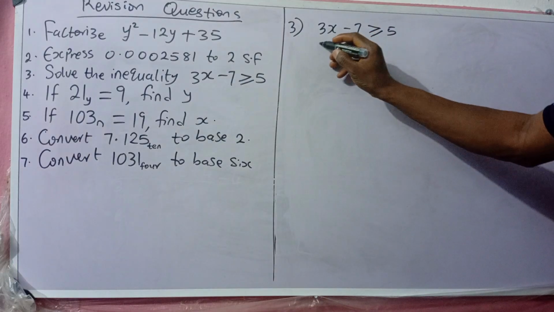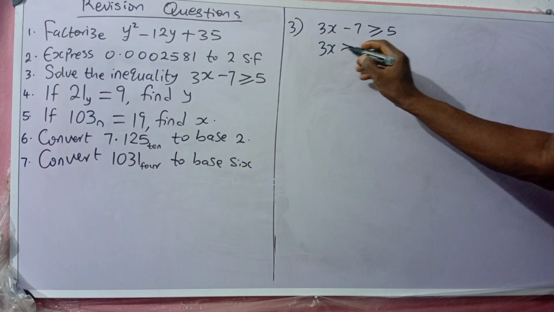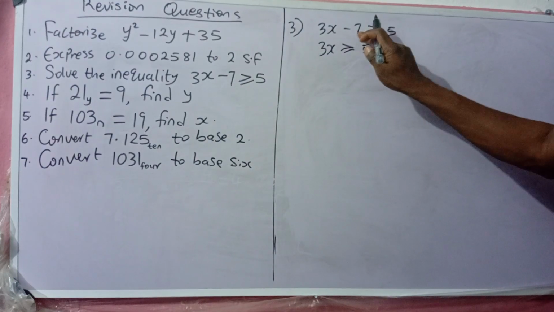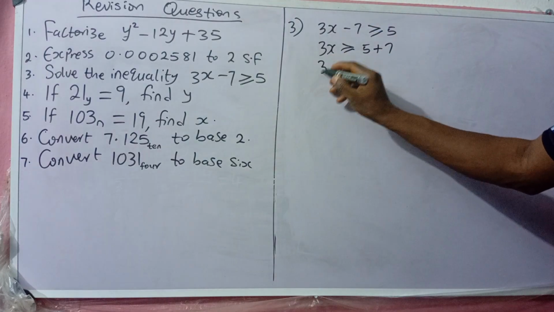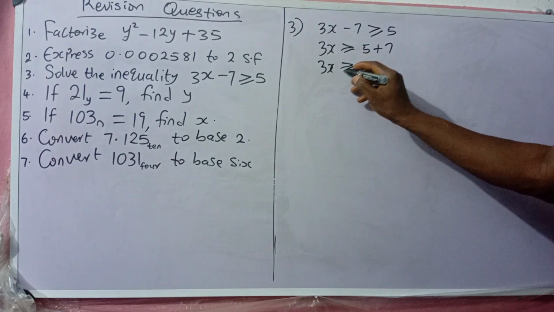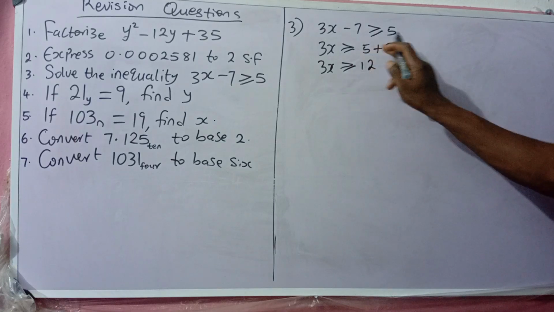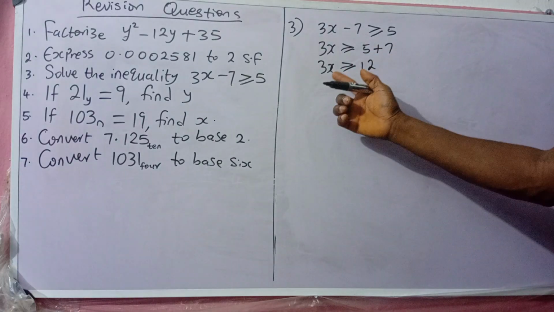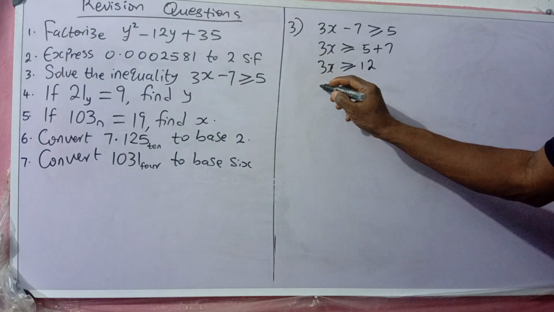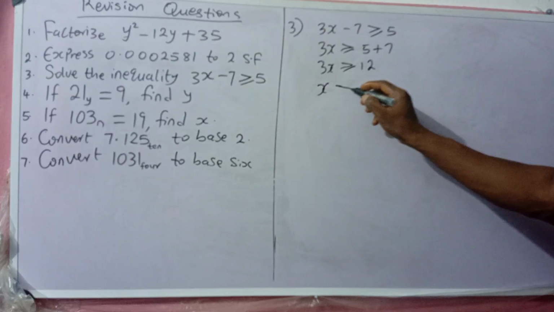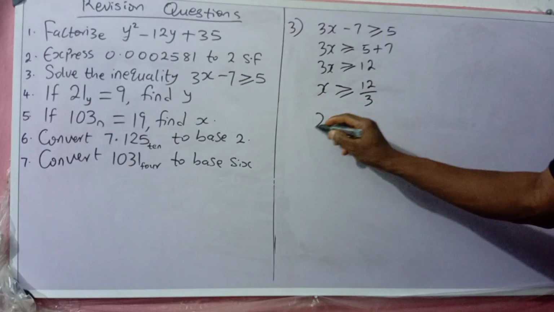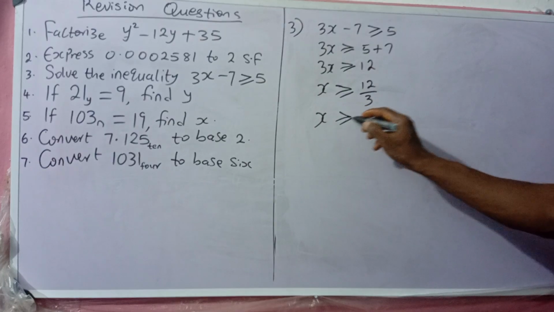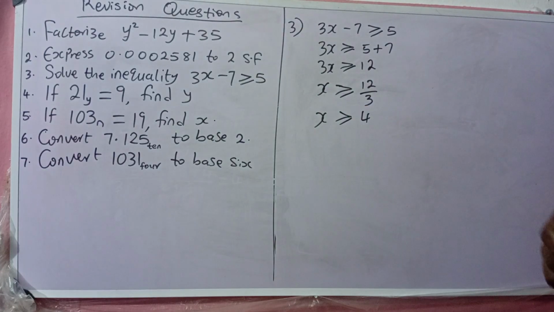So we collect like terms. We have 3x greater than or equal to 5. Negative 7 moving across to the other side becomes positive 7. You have 3x is greater than or equal to 12, that is 5 plus 7 will give us 12. So we divide both sides by the coefficient of x. Then x will now be greater than or equal to 12 divided by 3. Then x is greater than or equal to 4. That is the result of this particular question.